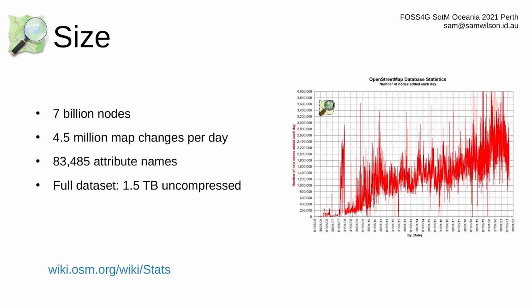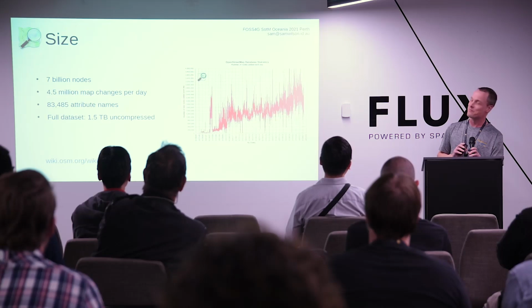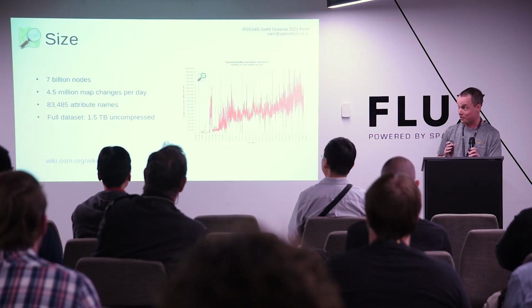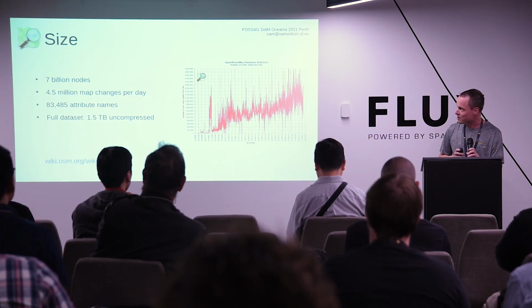At the moment, it's about 7 billion nodes across the world. They get deleted and added. They get added at about 4.5 million nodes a day, and deleted at some rate that I couldn't figure out. The attribute table for OpenStreetMap is 83,000 columns wide. So that sounds appalling. It's obviously not a single table. There's no database that... well, you probably could do it, but don't try. It's a key value store, so there's 83,000 rows in the table that holds the attributes.